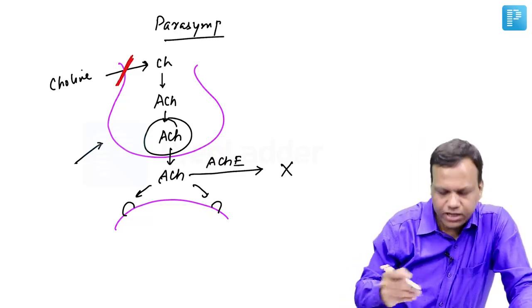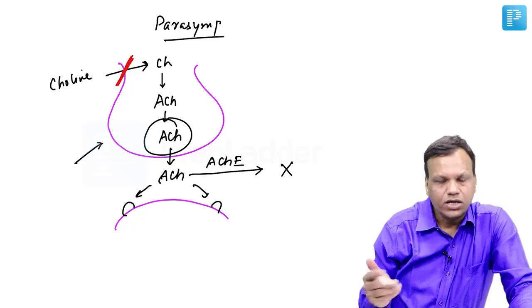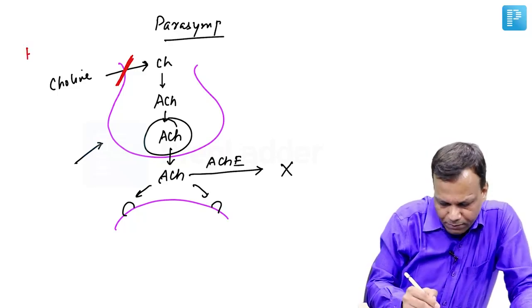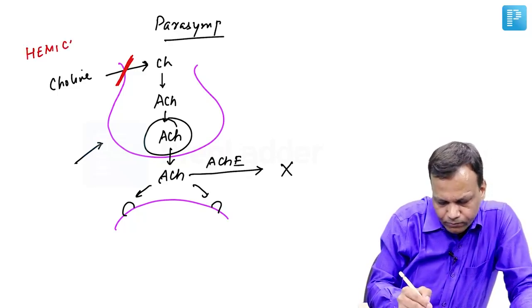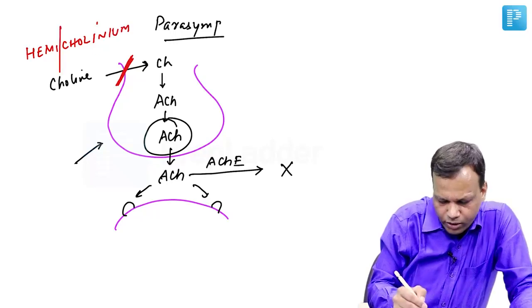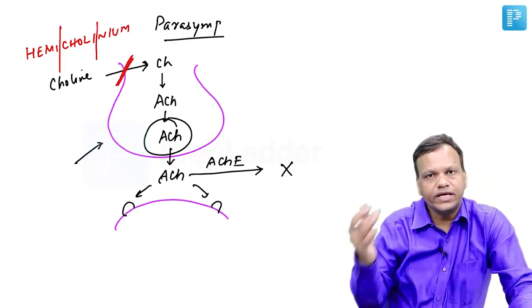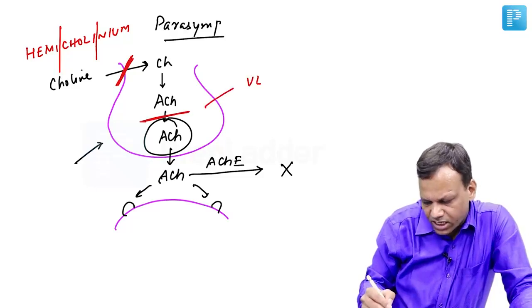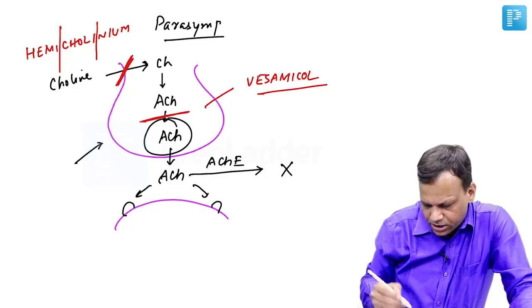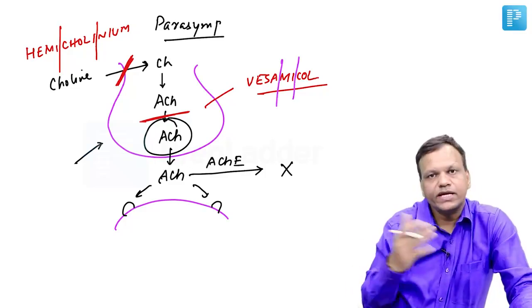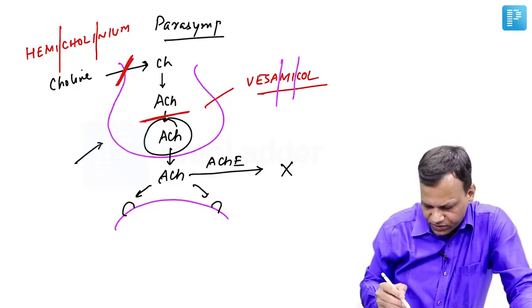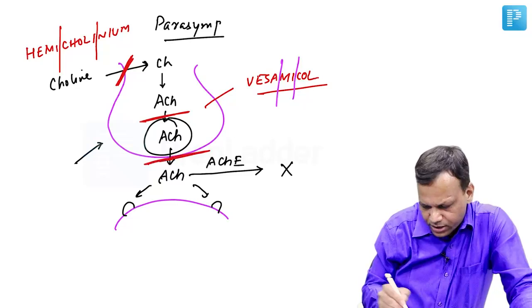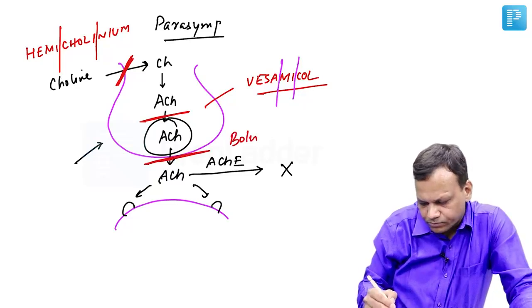The drug which inhibits the entry of choline inside the neuron is known as hemicholinium. The name says that hemi means half, of choline is coming in, hemicholinium. Then second, the drug which inhibits the entry in the vesicle is called vesamicol. Vesamicol. So in Hindi you can remember, vesicle में choline आएगा ही नहीं. Then third drug which inhibits the release of acetylcholine is botulinum toxin.